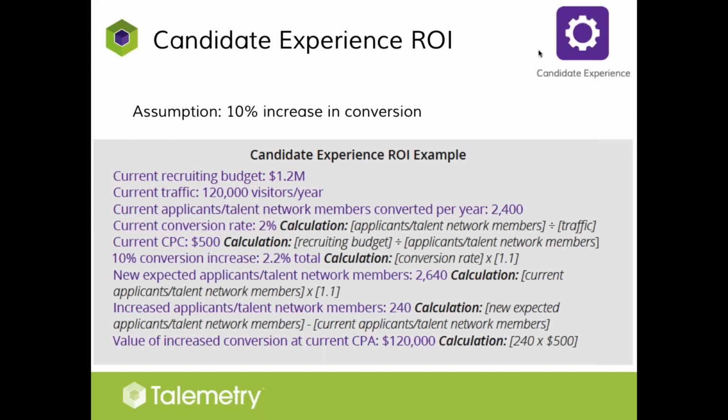We'll just do a very modest 10% increase in conversion rate. Now we're going to map that back to our capabilities. What are we doing? Did we not have mobile optimized applications, and now we're moving to mobile optimized applications? Maybe that 10% might increase to 20%.